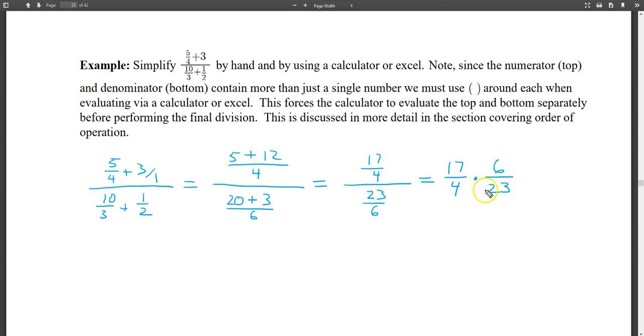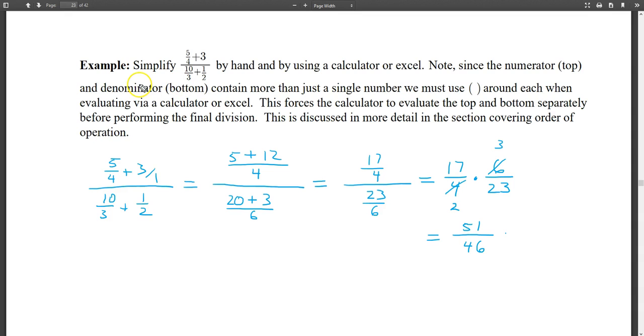Now let's just check if we have any common factors in these numbers. Yeah, the 4 and the 6 have a common factor, right? 2. So I can cancel the 2 and the 4, leaving me with 2 here, and the 2 and the 6, leaving me with 3 up here. And so this becomes then 17 times 3. So that's going to be 51 divided by 2 times 23, and that is going to be 46. And there's our answer. Now let's just check that we can do this with a calculator or Excel.